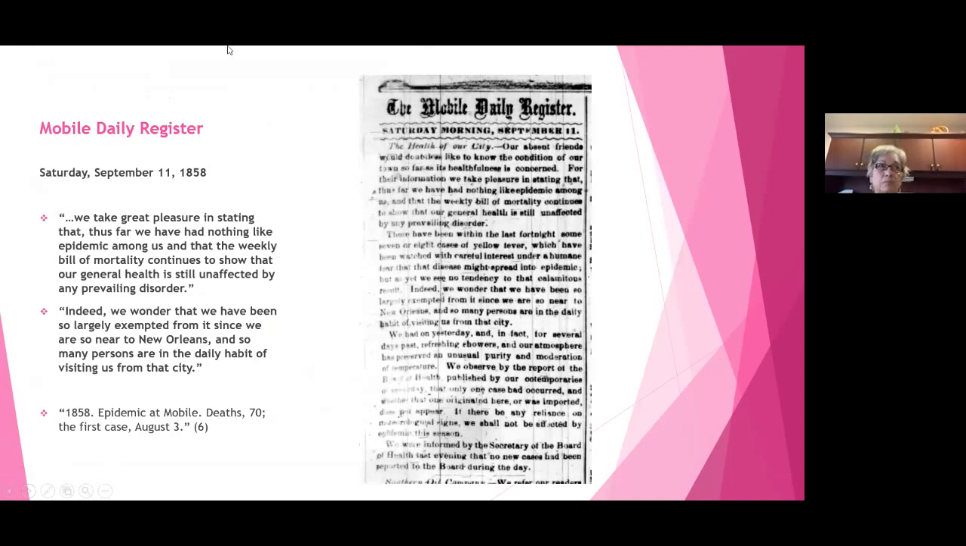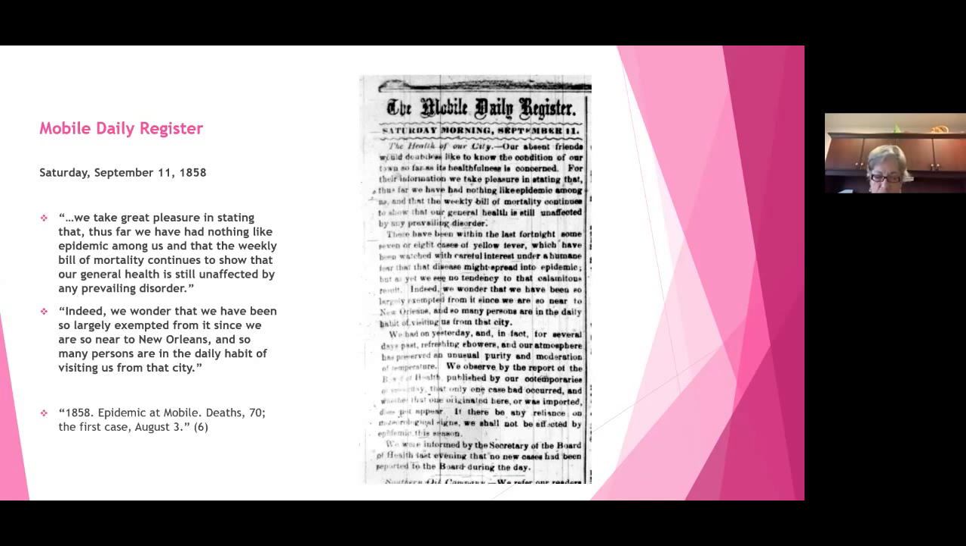This is from September 11th of 1858 in the Mobile Daily Register. It was the editors kind of bragging about how Mobile is so far untouched by the plague, or I'm sorry, yellow fever. They were saying, "We take great pleasure in stating that thus far we have had nothing like epidemic among us, and that the weekly bill of mortality continues to show our general health is still unaffected by any prevailing disorder." And much like we do today, we're still battling with New Orleans, apparently.